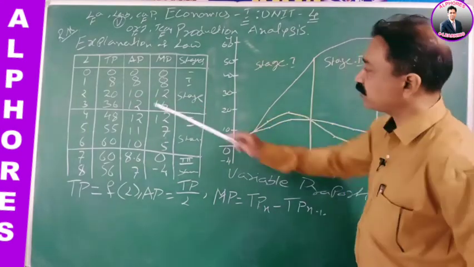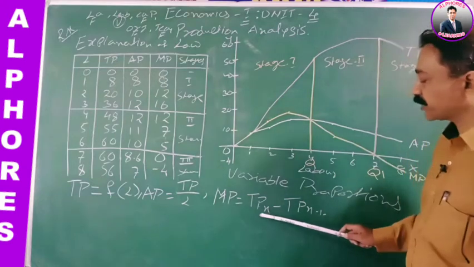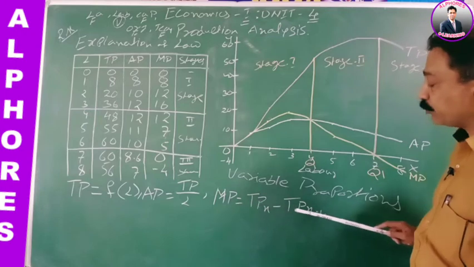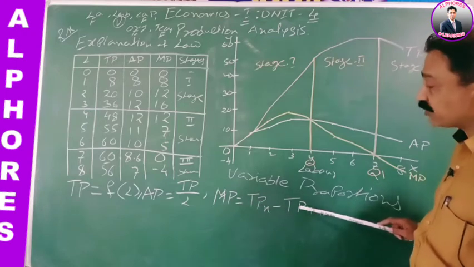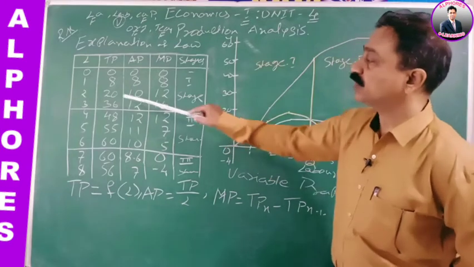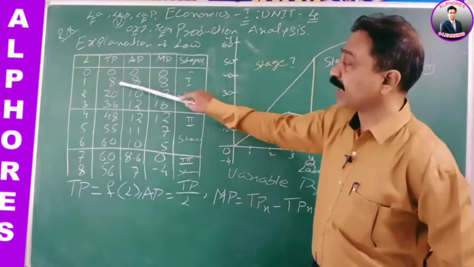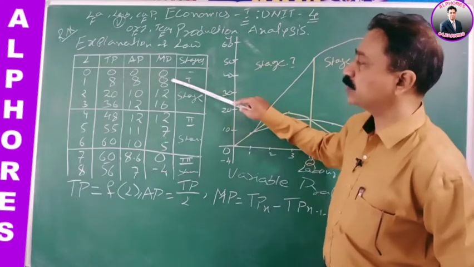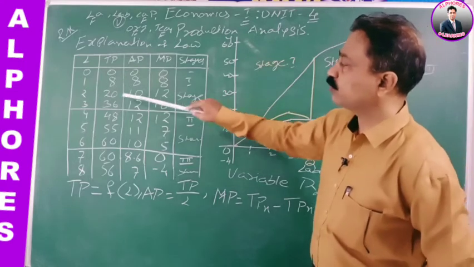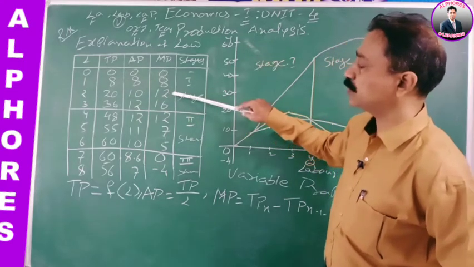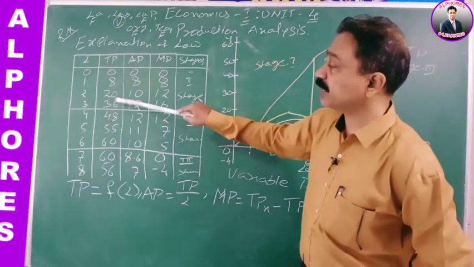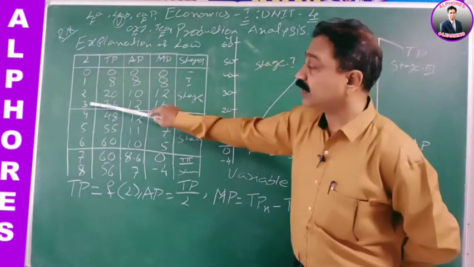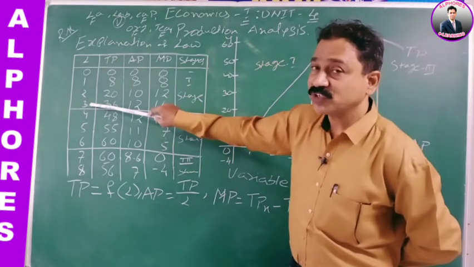Present minus previous. If you take the present and remove the previous one, you will get the marginal product. See, 20 minus 8, 12. 8 minus 0, 8. Marginal product is how much? 8. 20 minus 8, 12. See here, marginal product is 12. 36 minus 20 is 16. Marginal product is how much? 16. The third labor is a marginal labor.